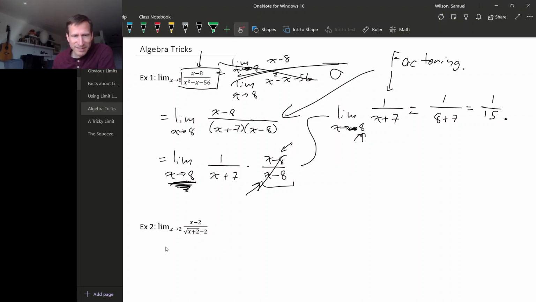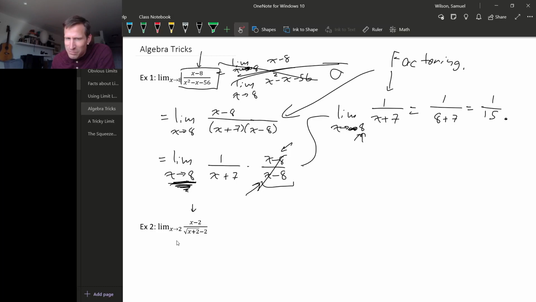So as with our previous example, if you try to just immediately use the limit laws with this one, you get 0 over 0, which means that you can't actually use the limit laws. So we need to come up with some other algebraic trick to use before we start thinking about using the limit laws. So what sort of algebraic trick can we use in this situation?